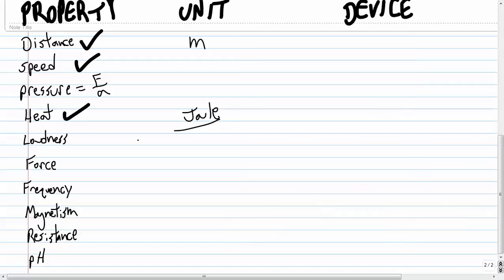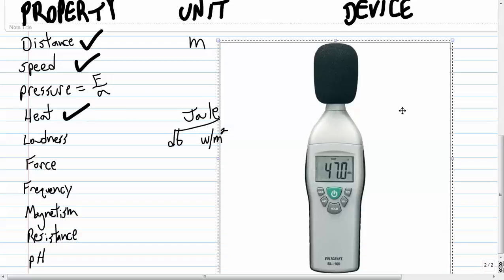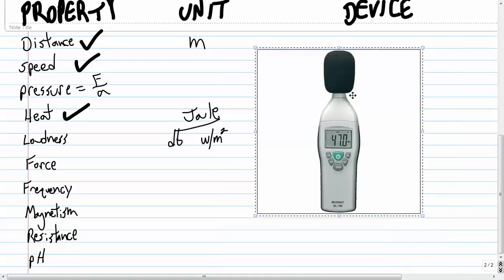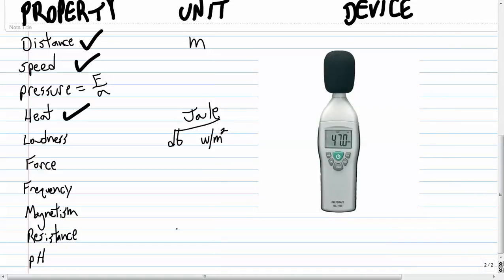So let's go to loudness. The unit we use for loudness typically is the decibel, but watts per square meter is also nice. But how can you measure loudness? Well, you can get an app on your phone that'll do it. And also, there are devices made specifically for telling how loud something is. This is just called a decibel meter. Not a very creative name. So that's how you can measure loudness.